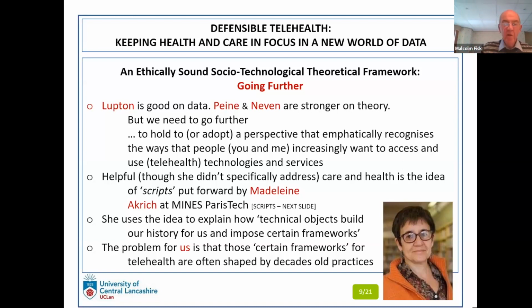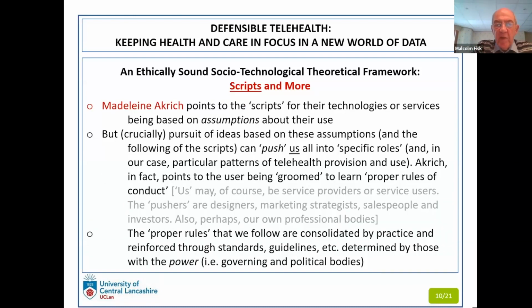Of course, co-design starts to come into this. So yes, the idea of scripts is that technologies can push us into specific roles. And she points, in fact, to users being groomed to learn the proper rules of conduct in relation to the users.